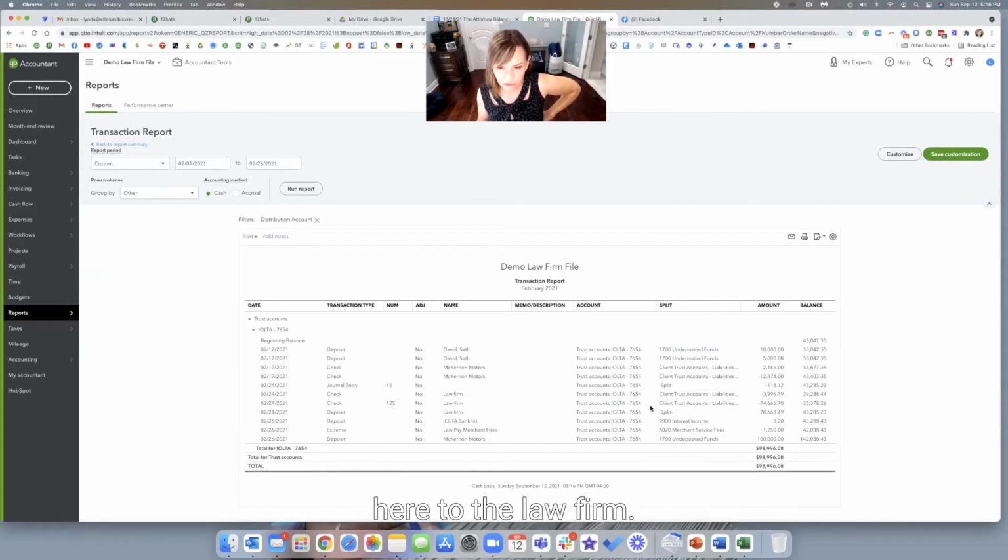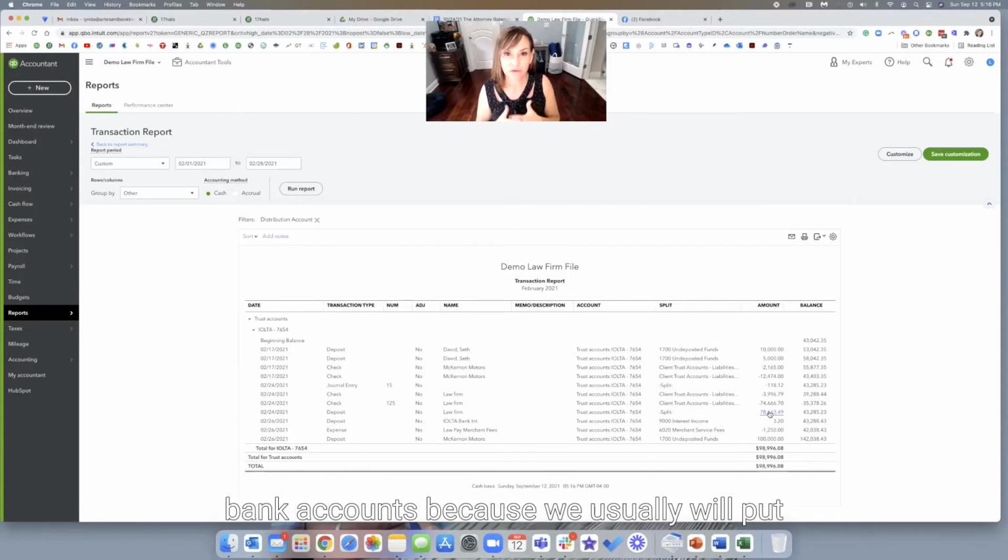So you've got some things here to the law firm. You've got 78,000. It could be that deposit that's in the wrong place, the wrong bank account. We really have to just go through this line by line to figure out exactly where the issues are. And it could be a multiple of reasons, like I mentioned earlier. When there's two trust accounts, it's very much a possibility that you're going to see some of those transactions processing out of the wrong bank accounts, because we usually will put them into an undeposited fund account.